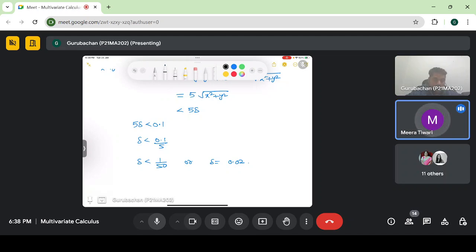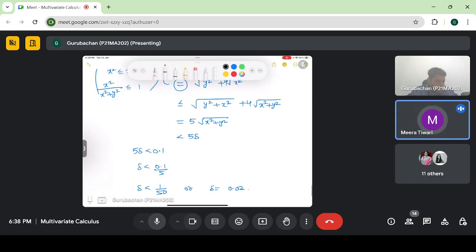Sir, can we take this inequality as mod x square plus mod y square? Basically, x square plus y square. This will be mod x square plus mod y square. What do you want to take? Why do you want to take it?